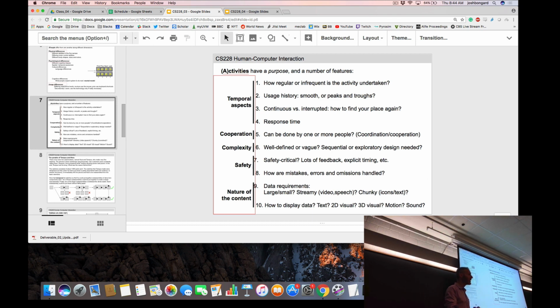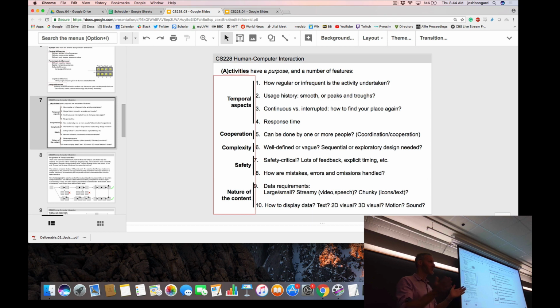What about cooperation, right? What's the social aspect of this? Is there going to be one person working on the activity, they stop, someone else comes and continues the activity? Are there more people working on it at once? Are there more or less people working at it at once? How does that influence the design of technology?